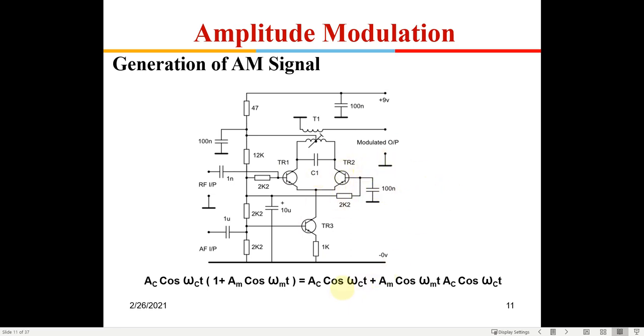Essentially you need to understand that there are two components in AM: Ac cos omega_c t plus Ac cos omega_c t modulated by Am cos omega_m t.